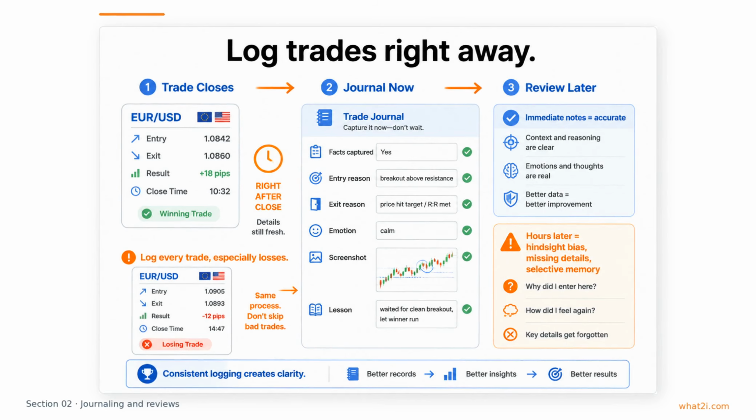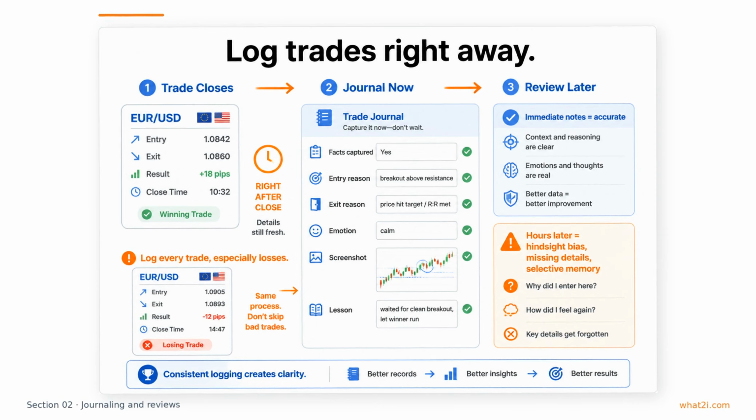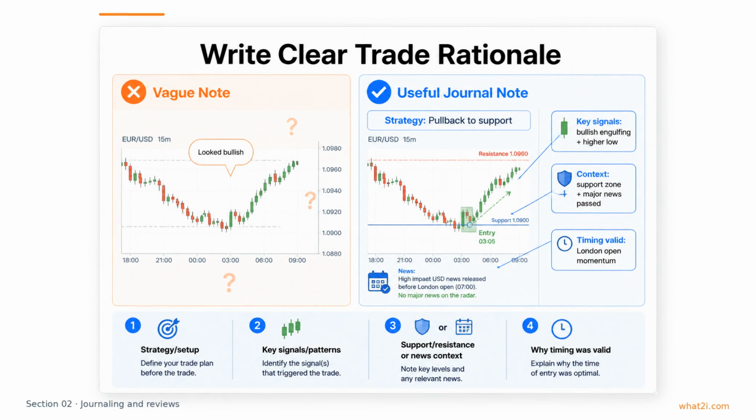Trade notes are most useful when they are written immediately after the trade closes. At that point, the reason for entry, the quality of execution, and the emotional state are still fresh and easier to describe honestly. If you wait several hours, hindsight starts changing the story, especially after a loss. You may forget details, soften mistakes, or invent a cleaner explanation than what really happened. That is why delayed journaling often becomes less accurate than traders realize. It is also important to log bad trades, not just good ones, because the losing trades usually reveal the most useful information. Clear journal notes describe the setup you actually traded, not the outcome you hoped for.